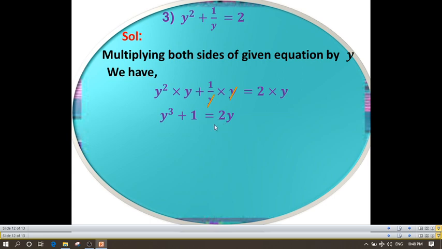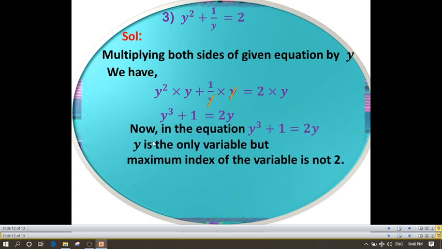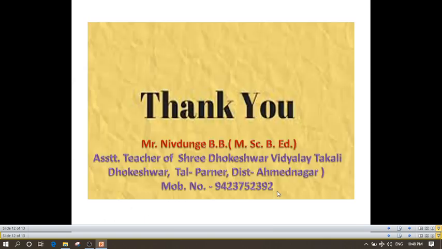Now see here in this equation y cube plus 1 is equal to 2y. y is the only one variable, but maximum index of the variable is not 2, so it is not a quadratic equation. So in this way we have studied a standard form of a quadratic equation.